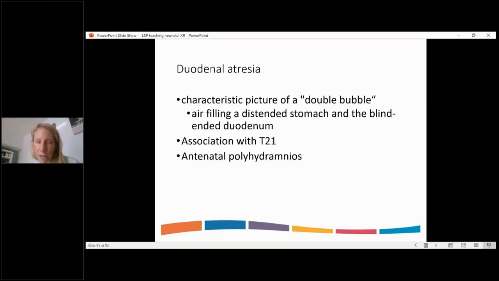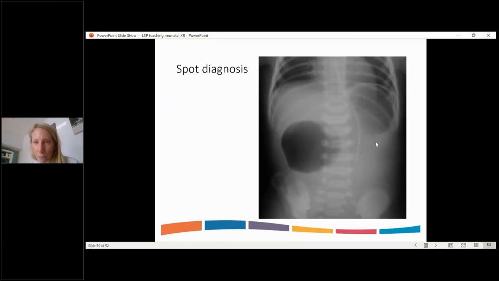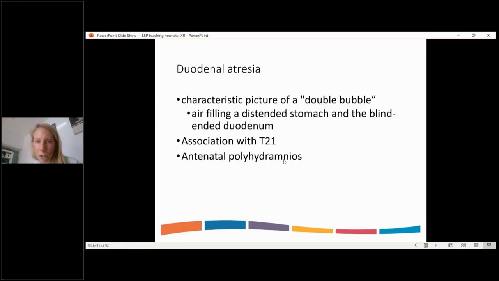And the reason you get it is the stomach is distended, so you get air filling that to give you this first bubble. But then the duodenum has a blind ending pouch, which means you get the second one. And typically it's associated with trisomy 21. So you would look for this in babies where you've got confirmed Down syndrome, but also vice versa. If you get an X-ray looking like that, then you would want to check that the baby doesn't look dysmorphic. And it can also be associated with antenatal polyhydramnios, as can any of the gut atresias, because they're less able to swallow the amniotic fluid.